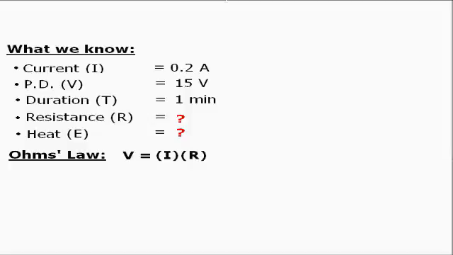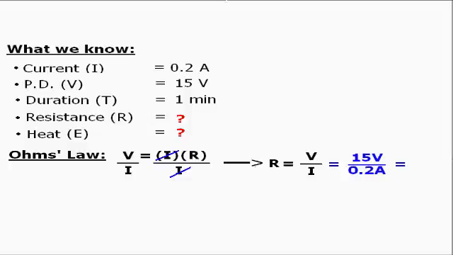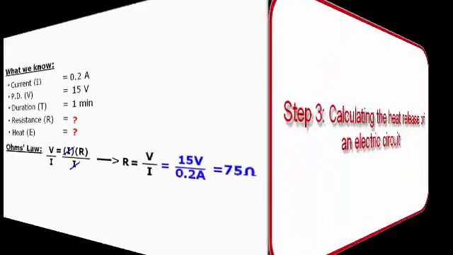Now our task is to find resistance, not potential difference. In order to isolate the resistance term, we have to divide both sides of the Ohm's law equation by the current. And here we can easily see that we can cancel out the currents in the numerator and denominator of the right side of the equation. After canceling out the terms, we find that the resistance is equal to the potential difference divided by current. After plugging in the respective values, we find that the resistance is equal to 75 ohms. Now we can move on to part B of the question.